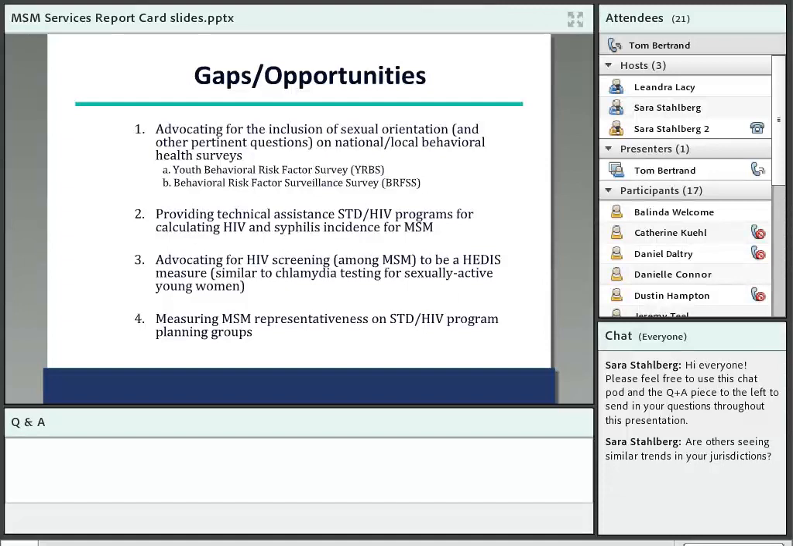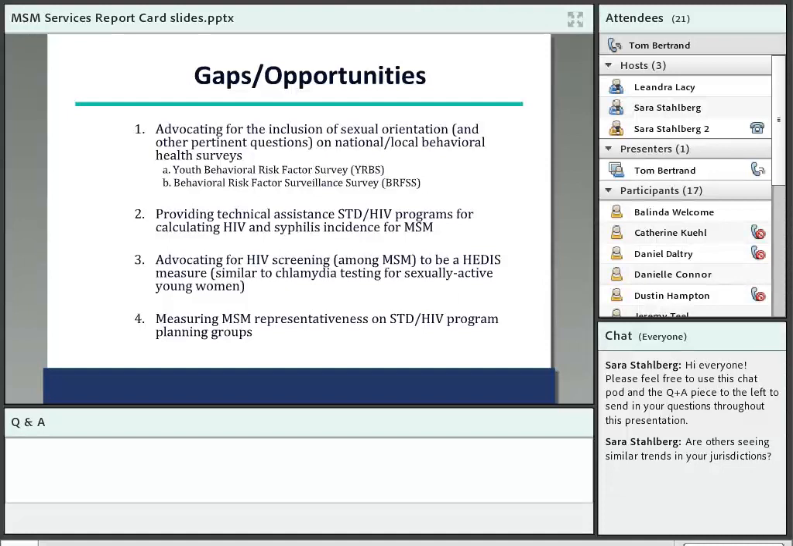Second, providing technical assistance to STD and HIV programs for calculating HIV and syphilis incidence for MSM. This is an important topic because it actually demonstrates the impact on the community of gay men. In the past, I had received pushback on this, saying, well, Tom, we don't know the population size of MSM in our jurisdiction, so we can't calculate this. But some really great researchers and scientists at Emory University have taken this on, and they've established some really important data by states that can help us do this.